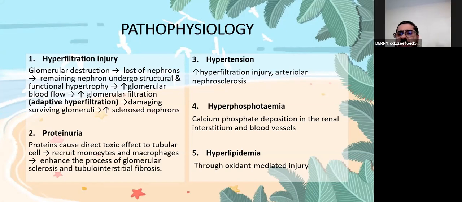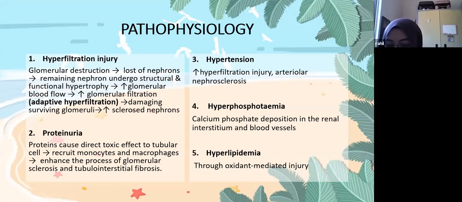And then for hypertension, we know that hypertension will cause the arteries around the kidneys to become narrow, and then it will weaken and harden the vessels. So it can cause arterial nephrosclerosis and further increase the hyperfiltration injury.